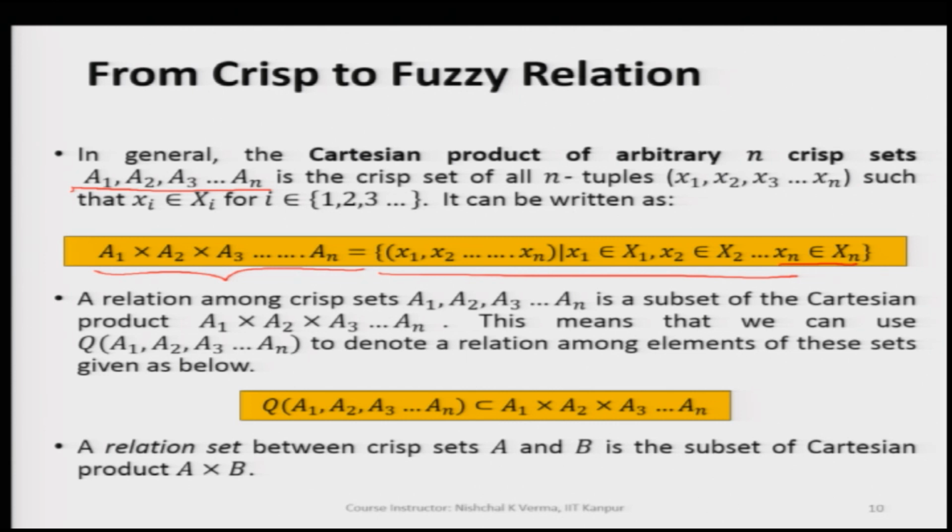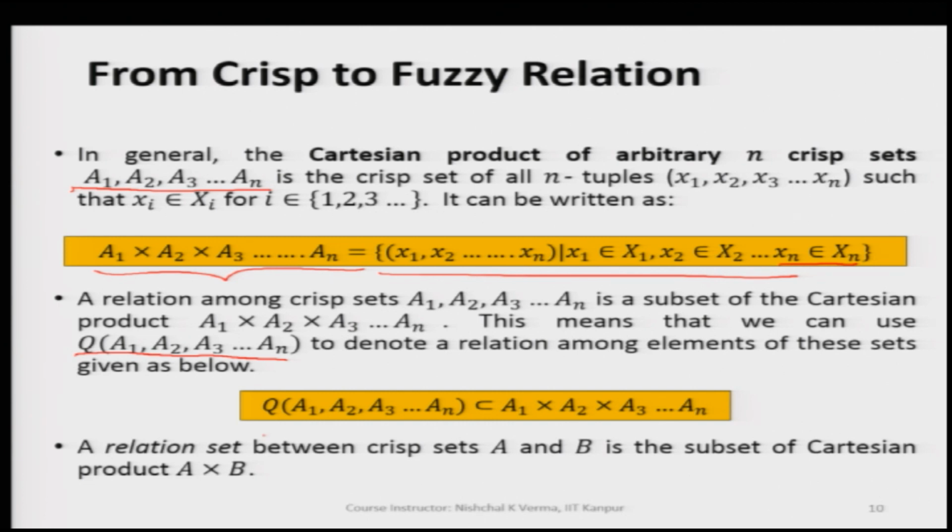Now, let us understand the relation among the crisp sets. When we are interested in finding the relation, normally we say the Cartesian product set is a relation set, but here we need to know that the relation set is based on certain conditions. This I will be discussing in the next slide, but before that I would like to define the relation set by Q of A 1, A 2, A 3 and so on up to A n.